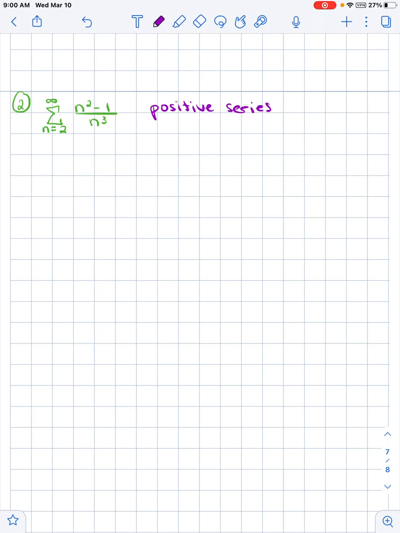Now finding something to compare this to, think about this again. Remember, we're trying to find a function that grows at the same rate. So I'm looking at what this series approaches as n approaches infinity. As n approaches infinity, I know that minus 1 is inconsequential, and n squared over n cubed reduces to 1 over n. So I'm going to say that this compares to 1 over n.